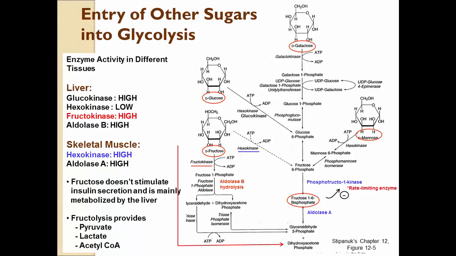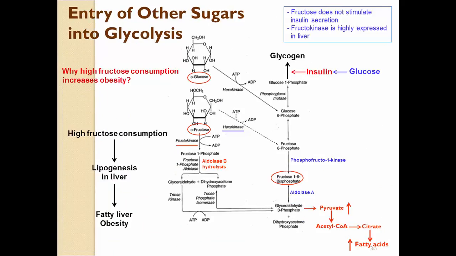Okay, this is something I just mentioned. Fructose metabolism bypasses these regulated key reactions and produces a lot of these molecules, which are converted to pyruvate and acetyl-CoA, right? And then eventually used for fatty acid synthesis. All right.